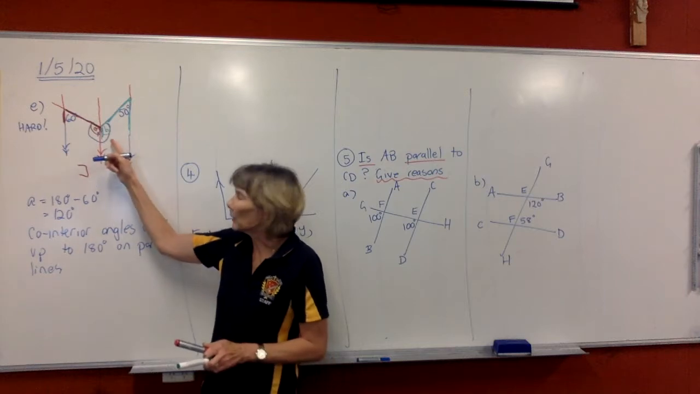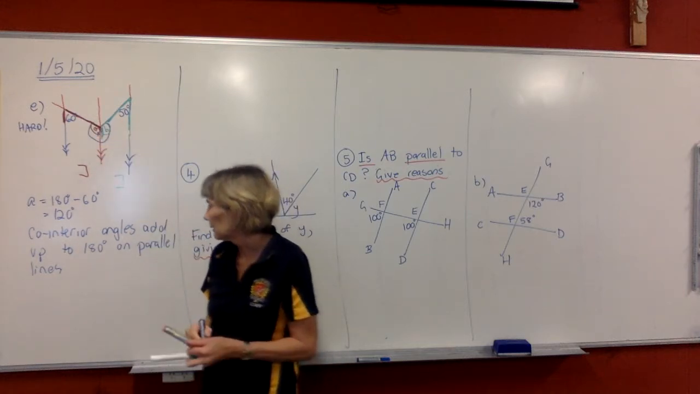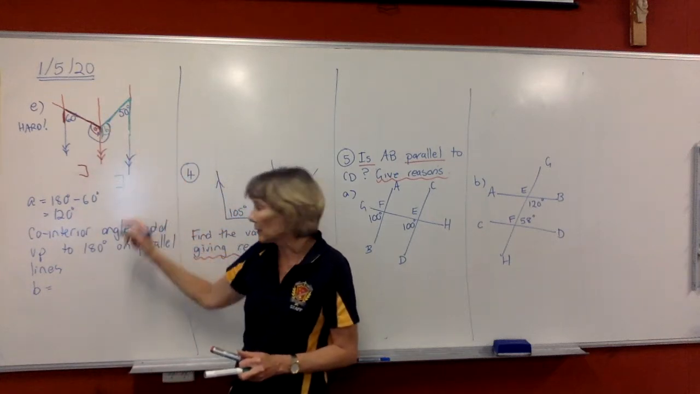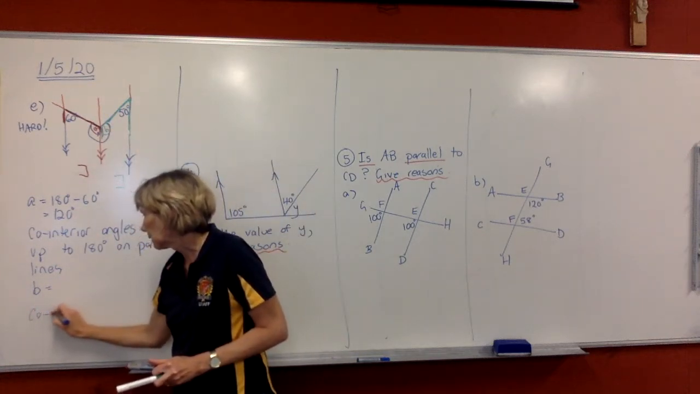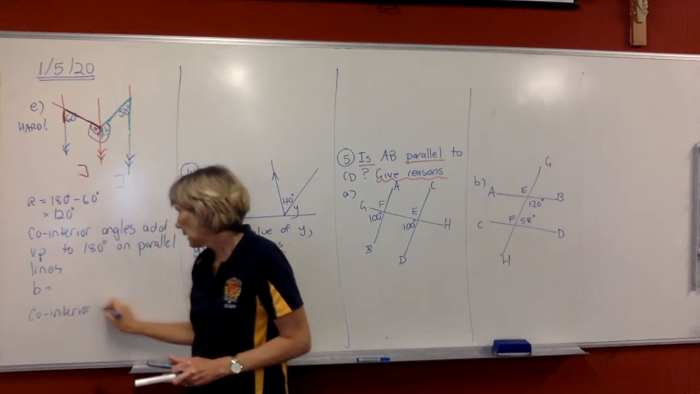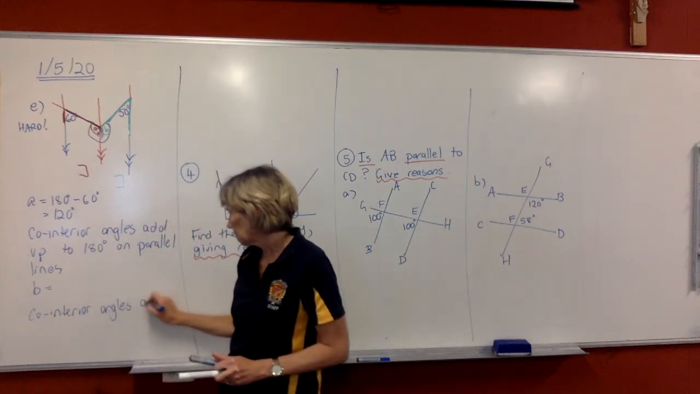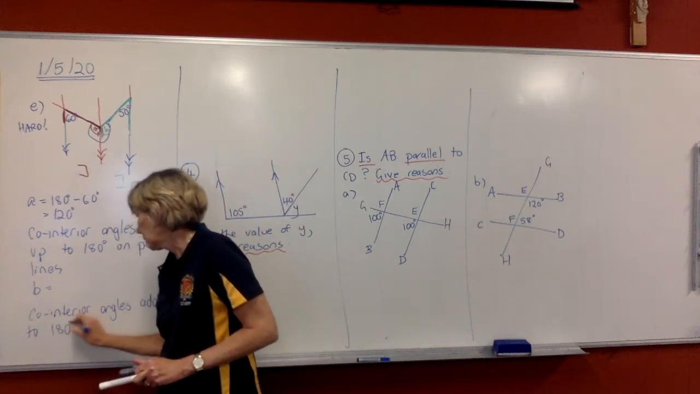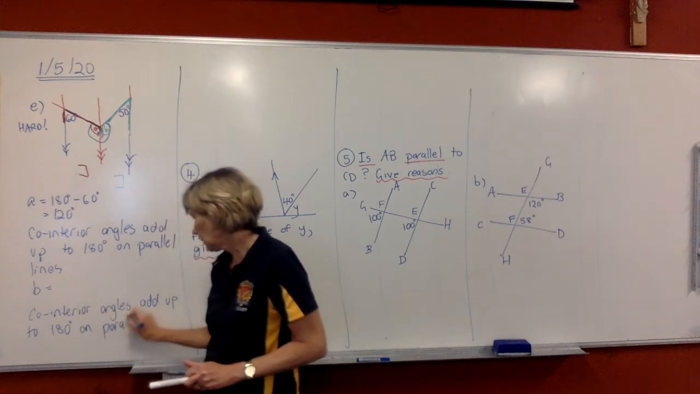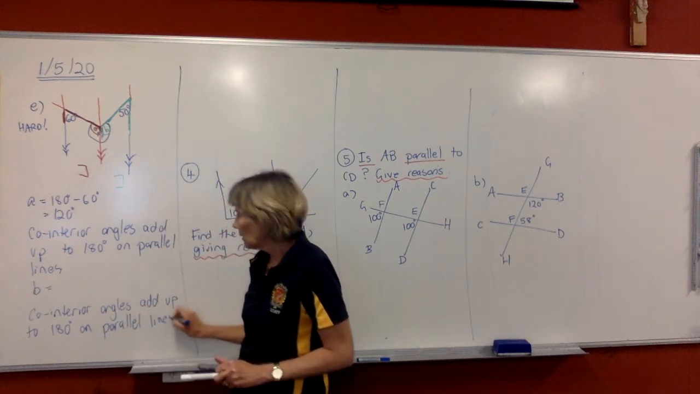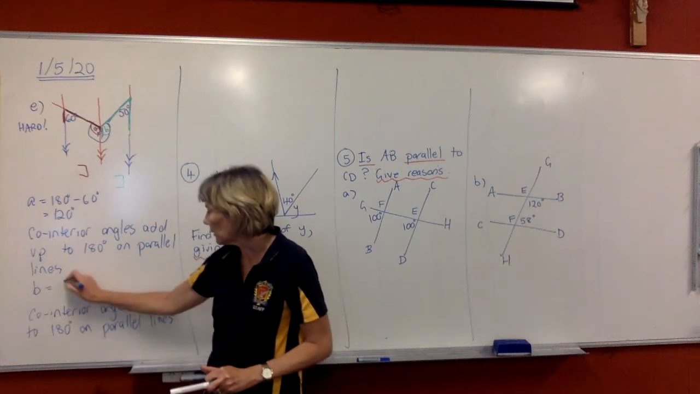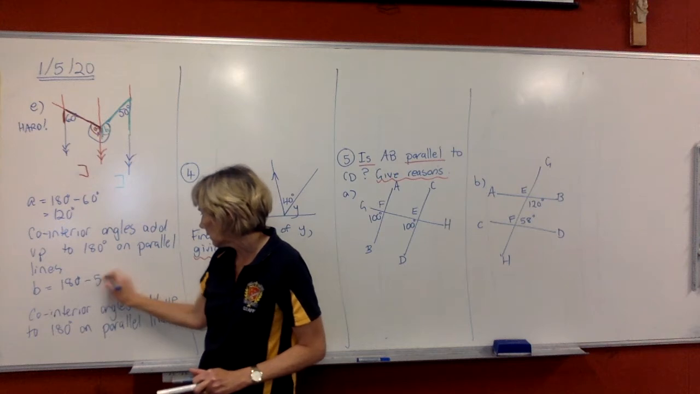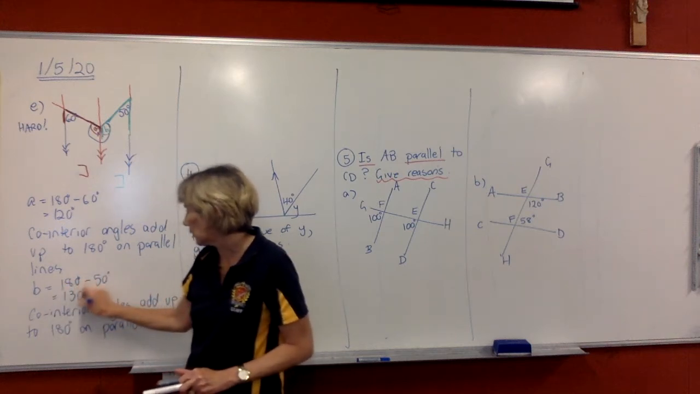Then over here, we're going to find what we call B. Again, these formed a C shape, so they're co-interior angles. Add up to 180 degrees on parallel lines. So go back up here, because they're adding up to 180, we start with the 180, take off the 50 degrees, and you'll be left with 130 degrees.